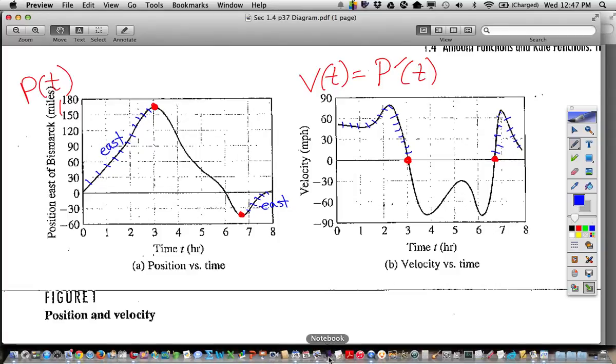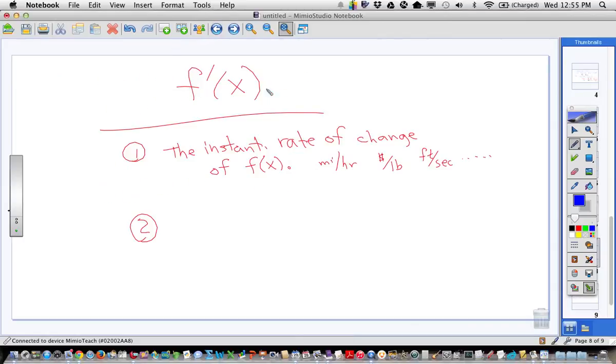The other definition of f prime is the slope, or slopes, of f of x. Now, we should understand this from Algebra 1: rate of change is slope. Now, one little difference. What do we mean by the slopes?